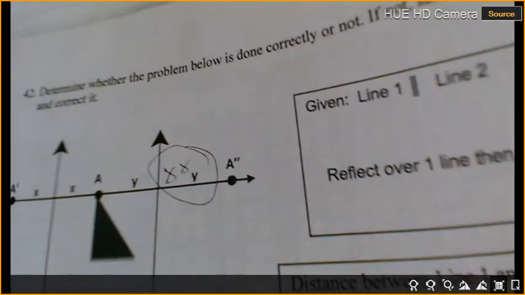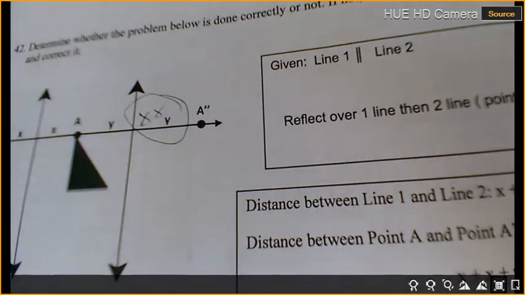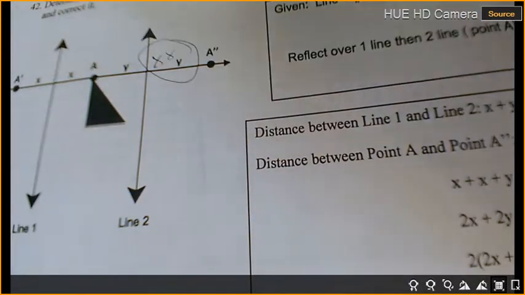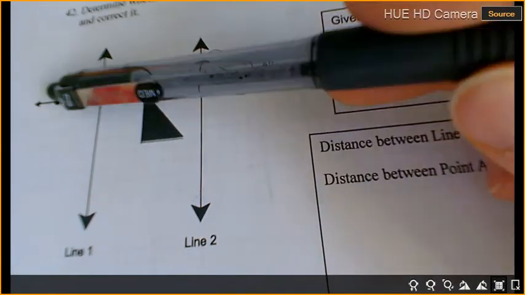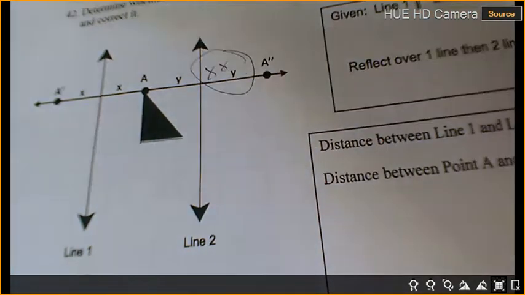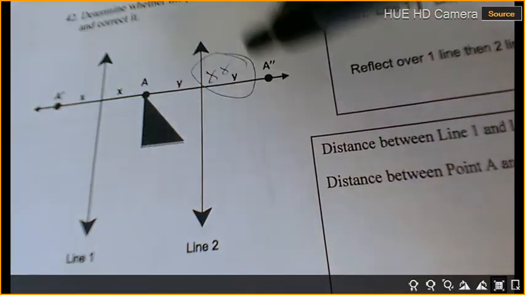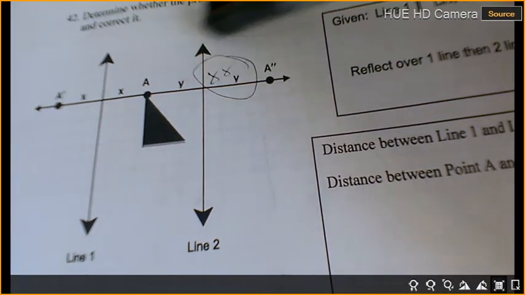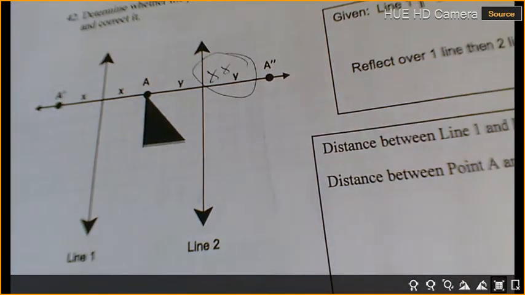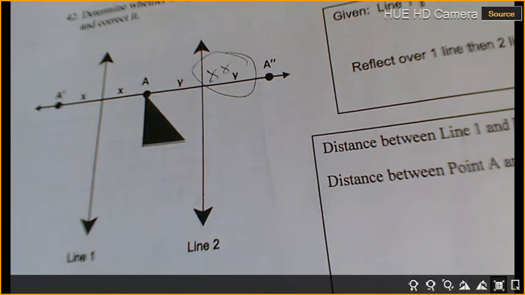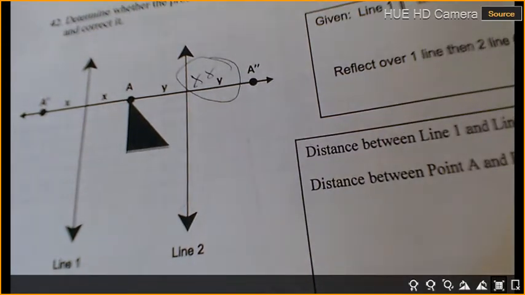42. We have to see what's wrong with number 42. And the problem is we reflected A over line 1, but then we reflected A over line 2, and we're supposed to reflect A prime over line 2. So it should be X, X, Y right here instead of just Y. That's the only thing wrong. Still, the distance between line 1 and 2 is X plus Y, and A to A double prime is 2X plus 2Y.